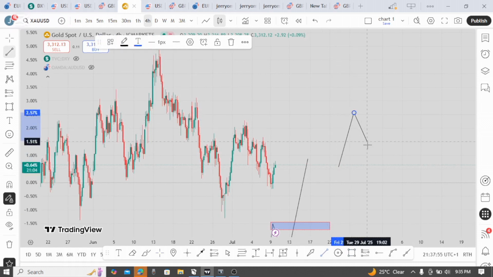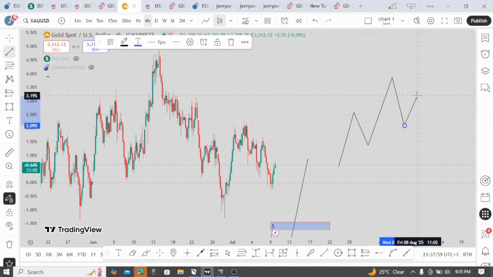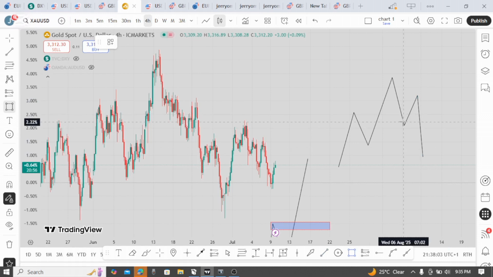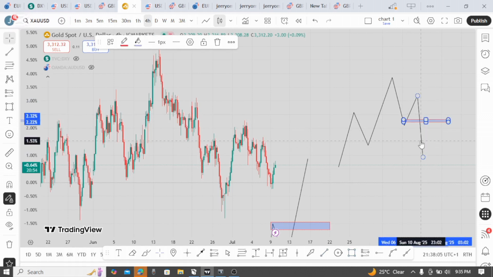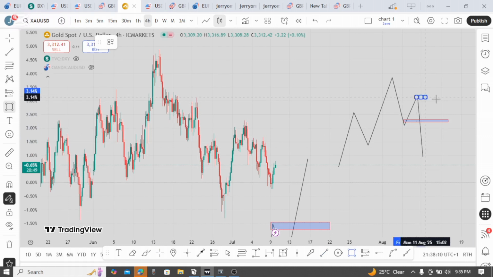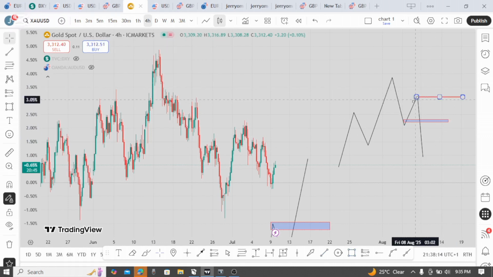Let me assume that we are going bullish, then price mitigated and we experience a shift. This zone here is a shift of structure, because here we are expecting price to form another higher high. It failed to form another higher high and it formed a lower high.